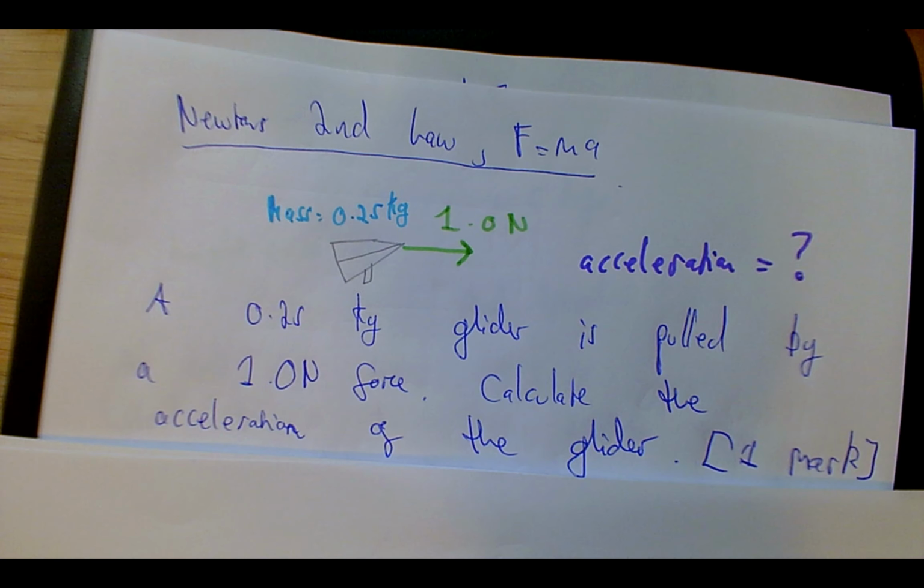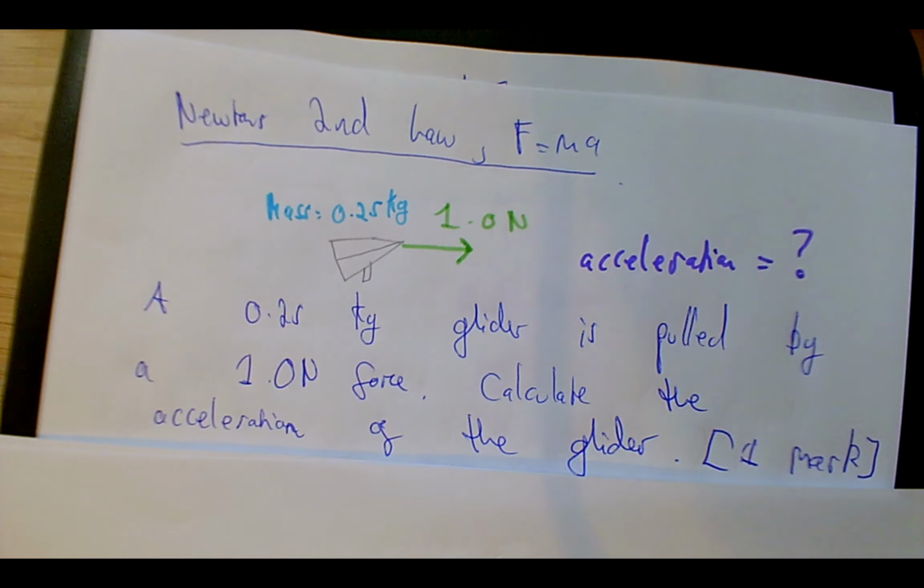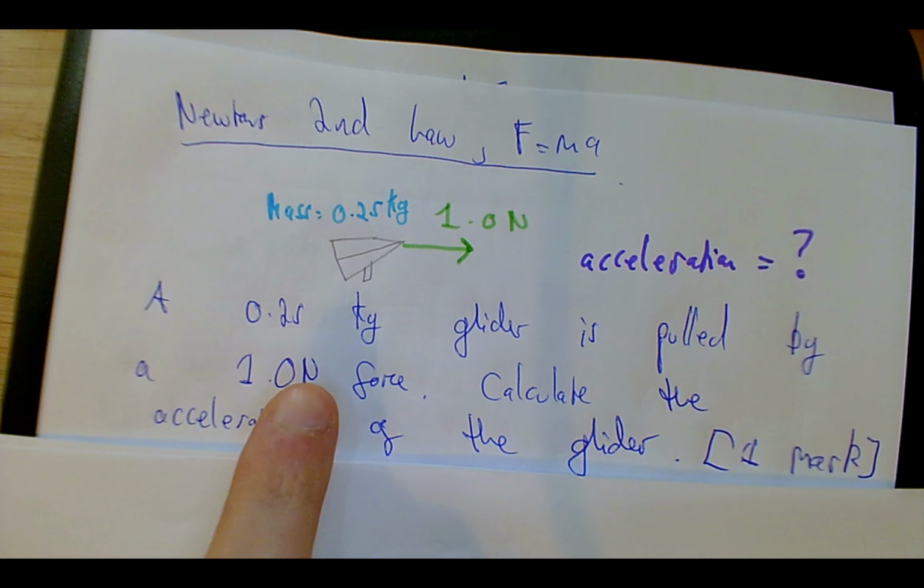It's Newton's second law, which I always think of as F equals ma, which you can only see as an equation. But let's take it back a step. Remember Newton's law is all about if you apply a bigger force, it should have a bigger acceleration. But we can calculate this. In this example we've got a 0.25 kilogram glider. That's my attempt at drawing a glider, and it's pulled by a 1 Newton force. The question is asking us to calculate the acceleration of the glider.